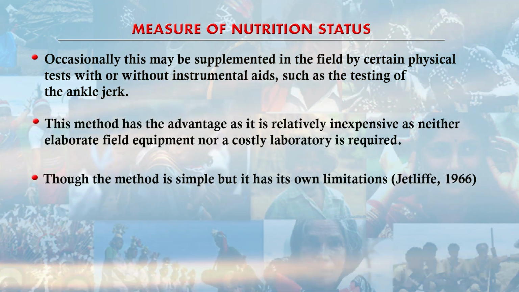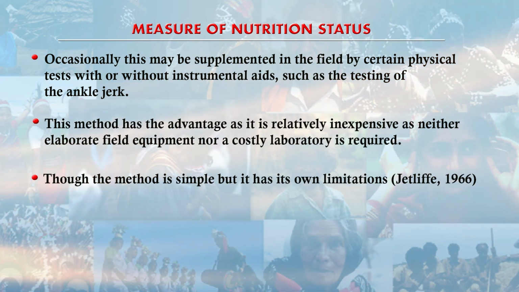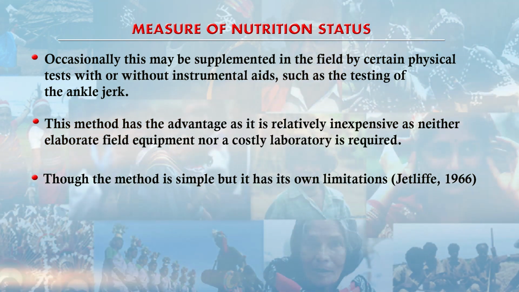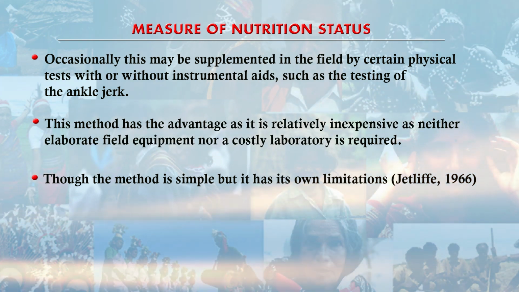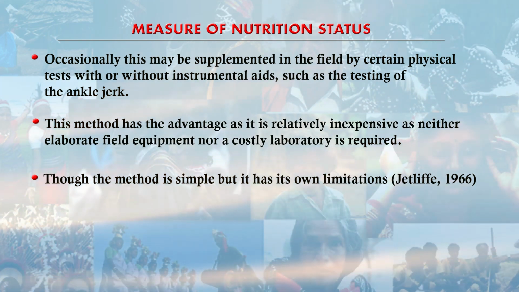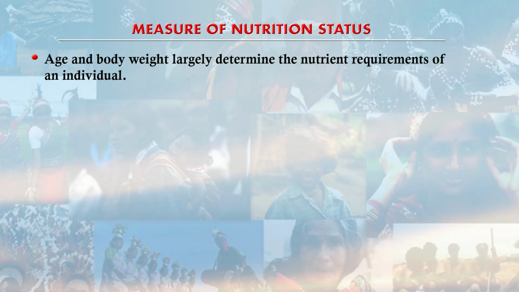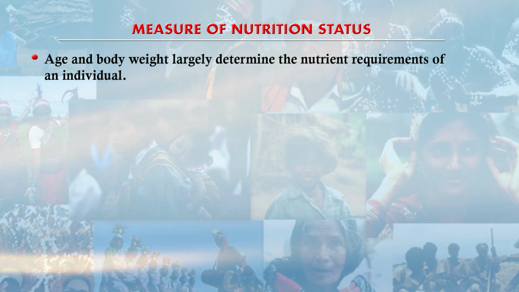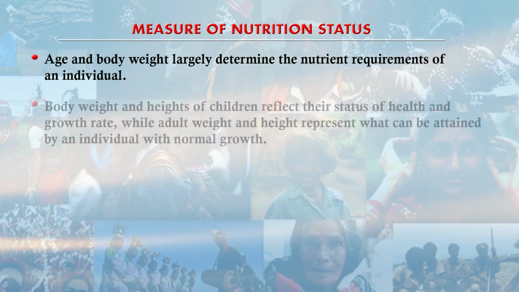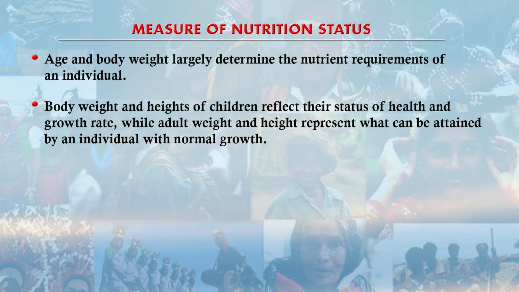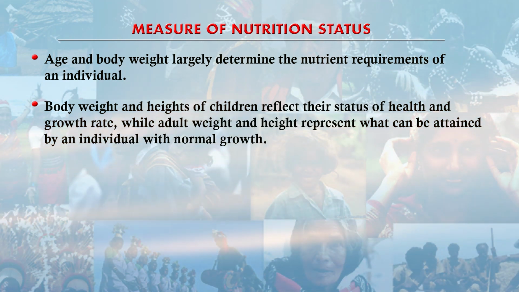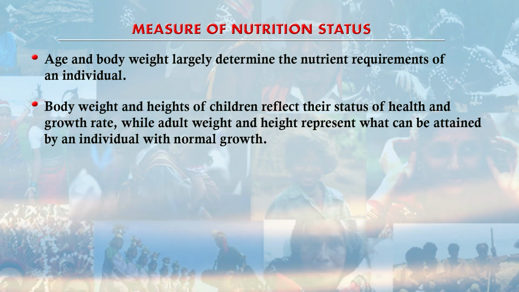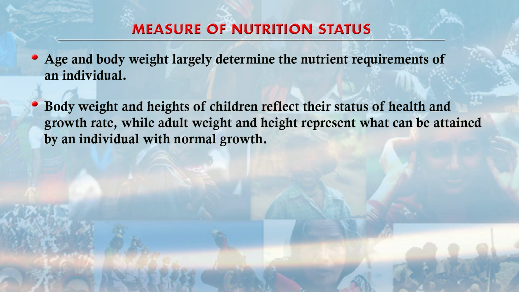This method has the advantage that it is relatively inexpensive; neither elaborate field equipment nor a costly laboratory is required. Though the method is simple, it has its own limitations. Now, when we look at age and body weight, these largely determine the nutrient requirements of an individual. The body weight and heights of children reflect their status of health and growth rate, while adult weight and height represent what can be attained by an individual with normal growth.